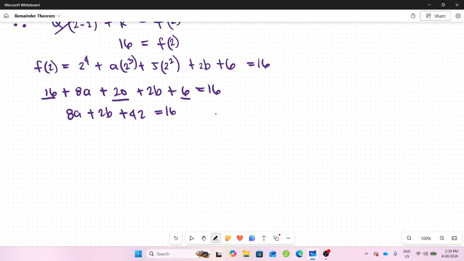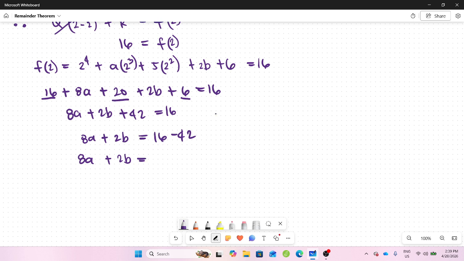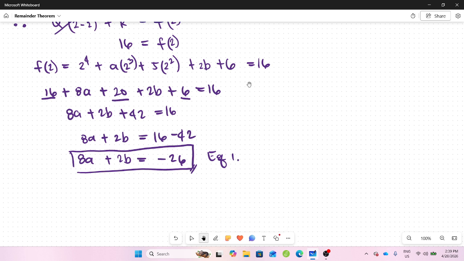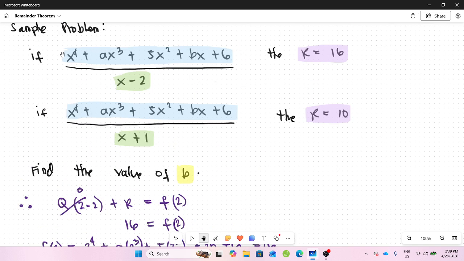So we have here 8a plus 2b equals 16 minus 42. So we get 8a plus 2b equals negative 26. So we leave it like that. Let's say this is our equation number 1. But this is for the first condition.